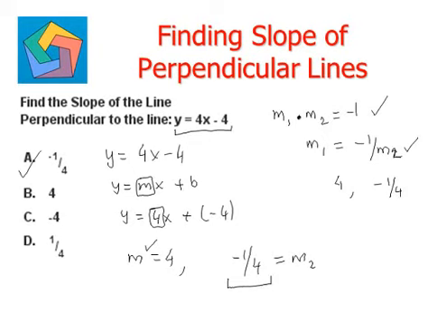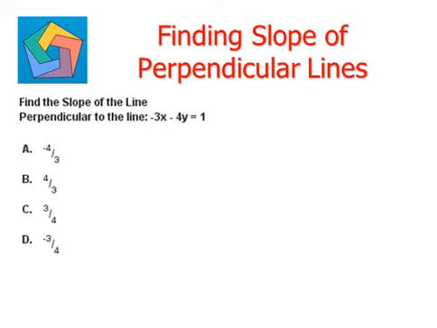Let's look at the next question. Find the slope of the line perpendicular to the line -3x minus 4y equals 1. So -3x minus 4y equals 1. Now we'll put the equation in the standard slope intercept form, that is mx plus b. For this we add 3x to both sides.